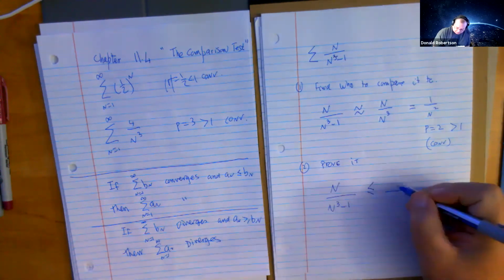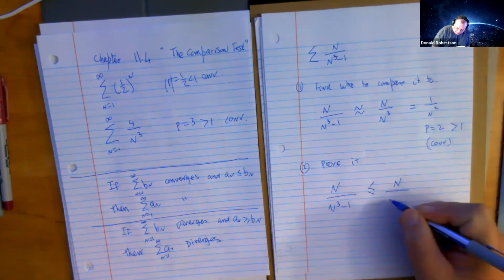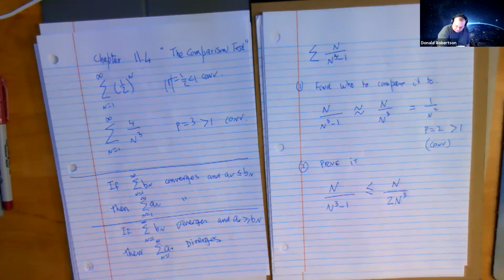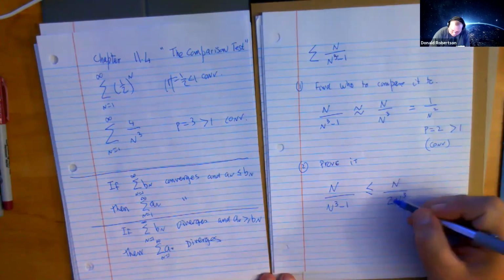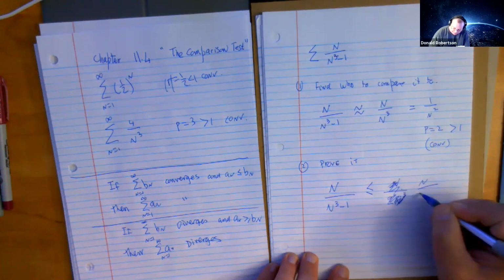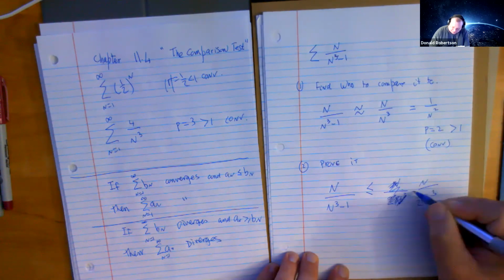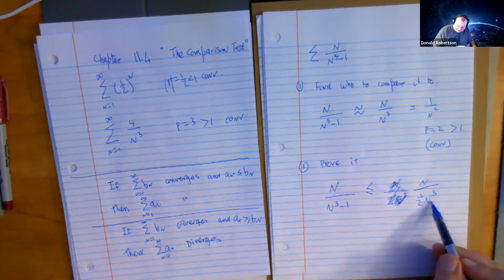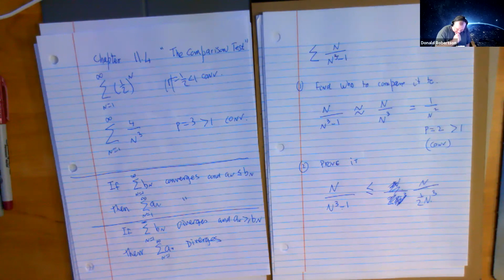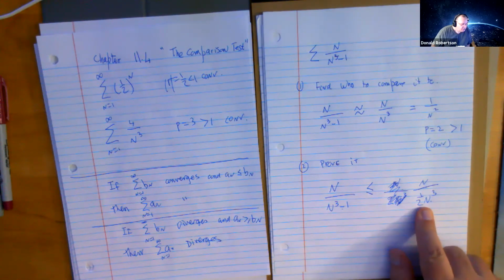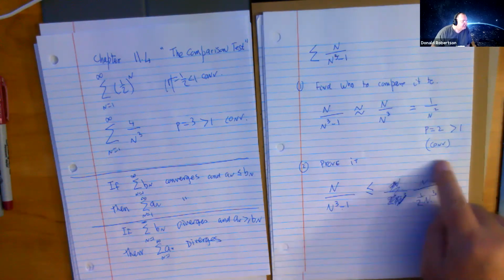Now I'm going to put an n on the top, and I'm going to put a 2n cubed on the bottom. Oops. I'm going to put a half n cubed on the bottom. Went in the wrong direction. And I'm going to say that that is true. So let's see what the argument is. If you have a fraction and you make the bottom of it bigger, won't the fraction be larger?